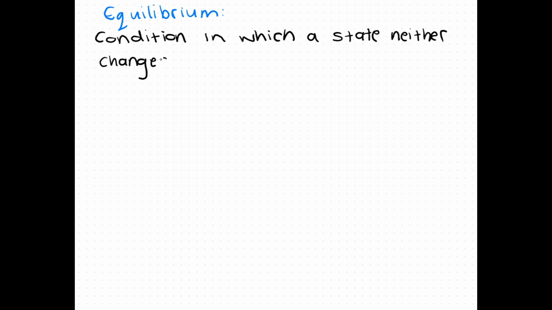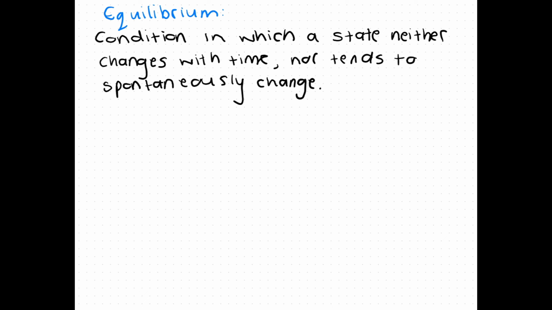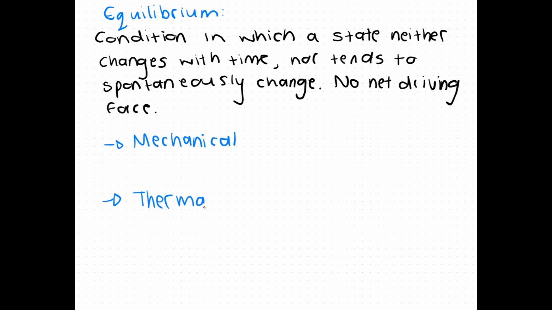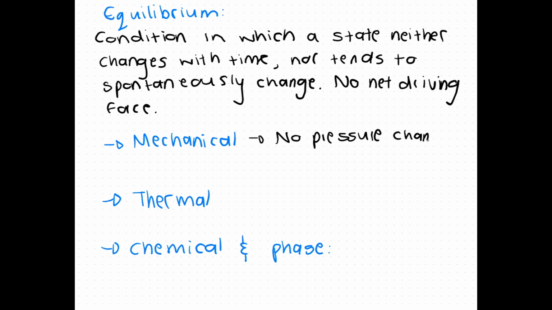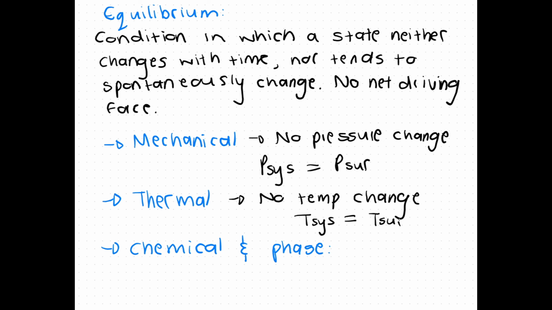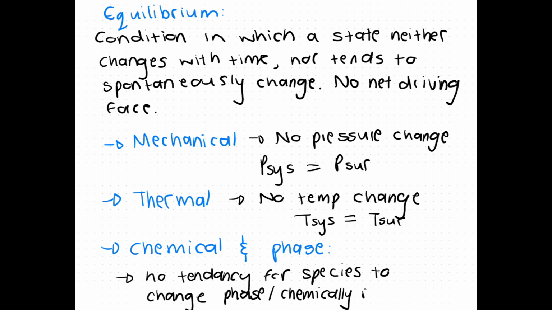This example brings another topic, equilibrium. Equilibrium refers to a condition in which a state neither changes with time nor tends to spontaneously change. There is no net driving force for change. There are a few types of equilibrium: mechanical, chemical, thermal, and phase equilibrium. Mechanical equilibrium is when there is no pressure difference. Thermal equilibrium is when there is no temperature difference. And chemical and phase equilibrium is when there is no tendency for a species to change phase or chemically react.